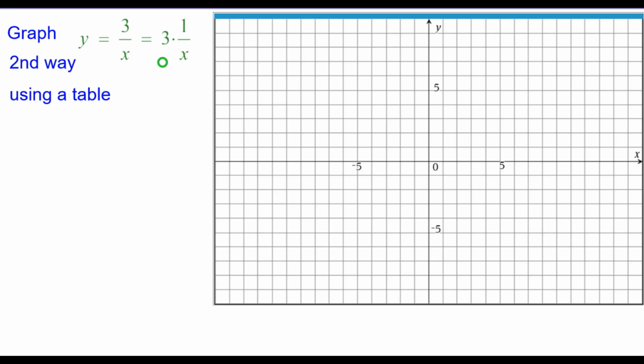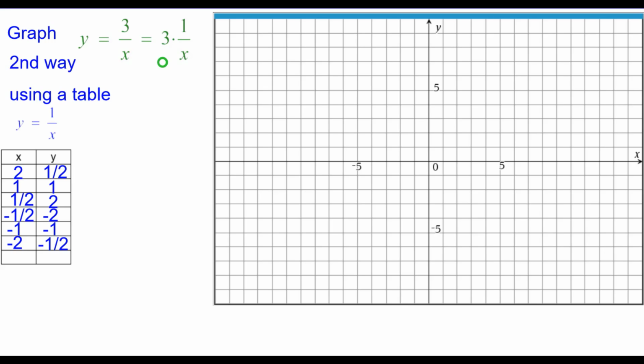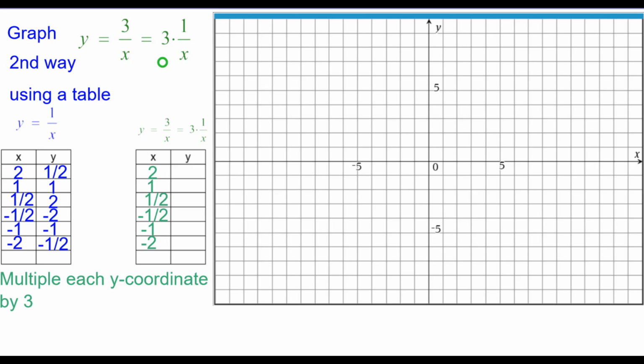Second way is using a table. So here's our reciprocal table. And we're going to multiply each of those y coordinates by 3 because of that coefficient there. So a half times 3 is 3 halves. So we'll plot 2, 1 1/2. 1 times 3 is 3, so 1, 3. A half, 2 times 3 is 6, so a half, 6.